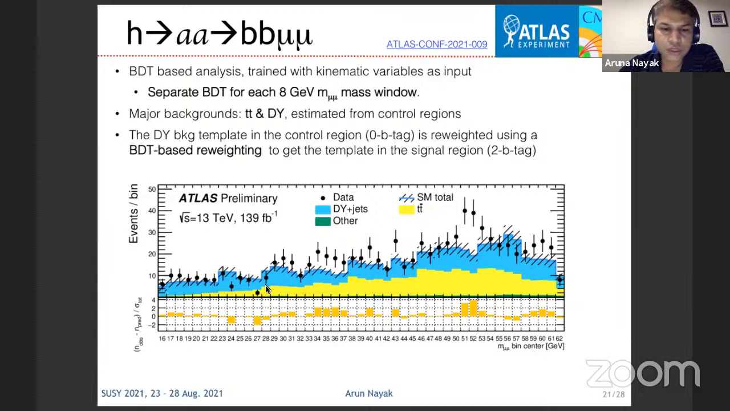Here you see the distribution of the dimuon mass, with the expected background. Yellow is TT bar, and the blue is Drell-Yan plus jets, and the data.